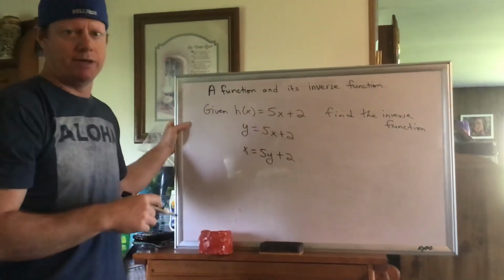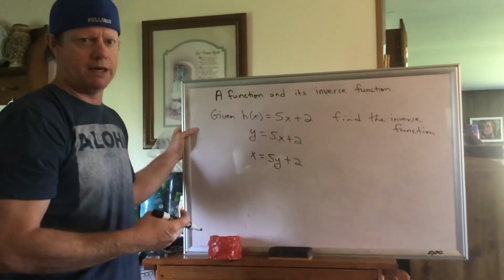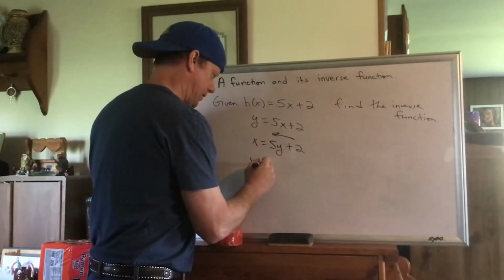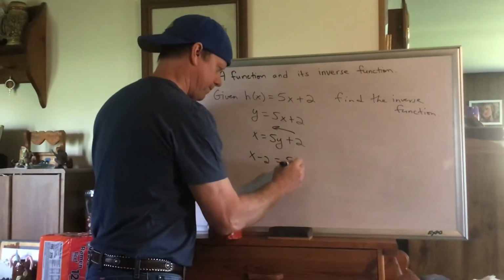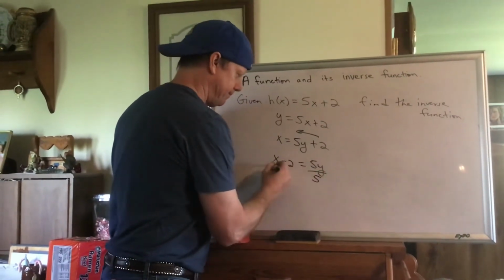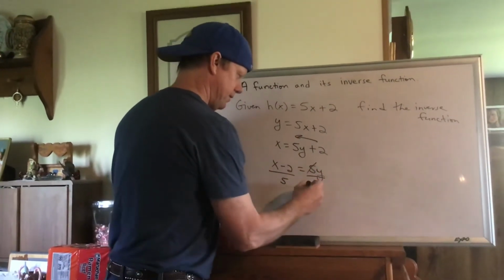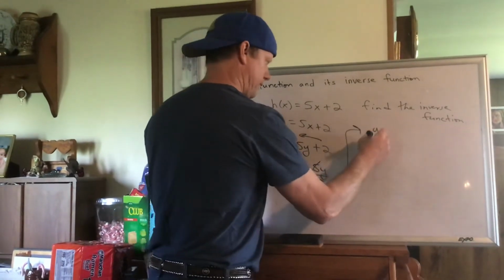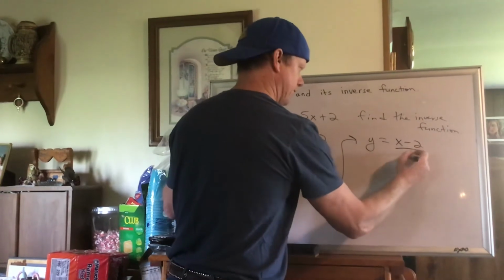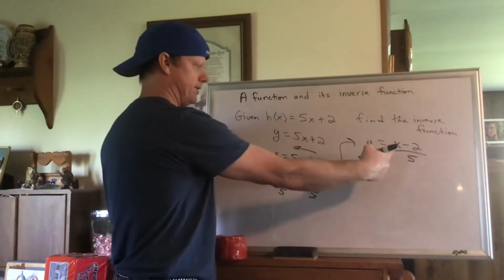Once you interchange your variables, you have to solve for the variable y, get y by itself and positive. Change sides, change signs. Divide by 5. So y equals x minus 2 over 5. That is my inverse function.